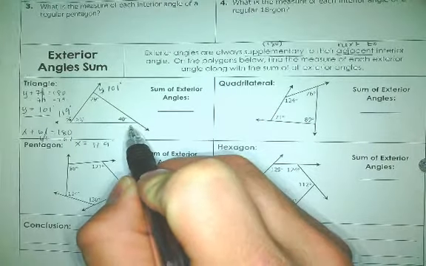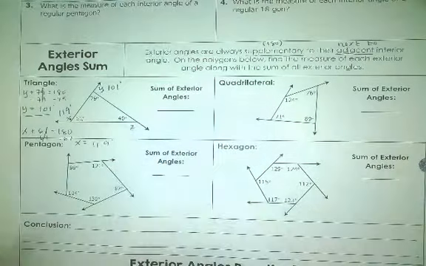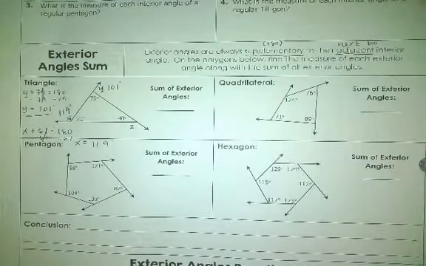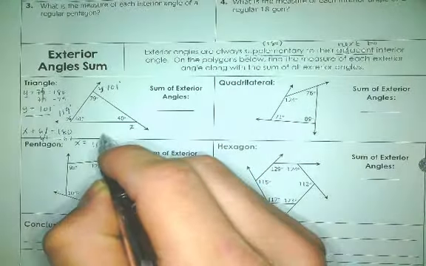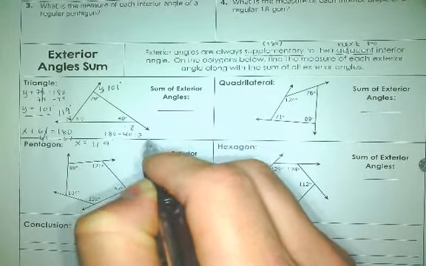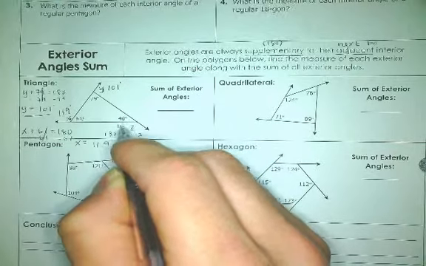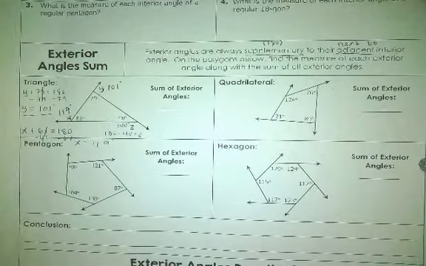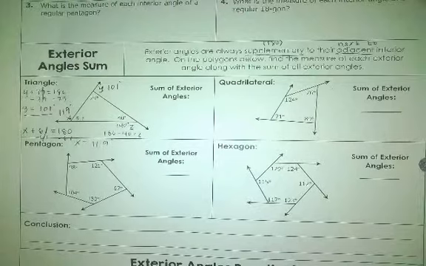Doing the same thing down here in the bottom right. This time we're going to call the outside angle Z. So here we have 180 minus 40 equals Z. So Z is equal to 140 degrees. So we've done the first part. We found each exterior angle.